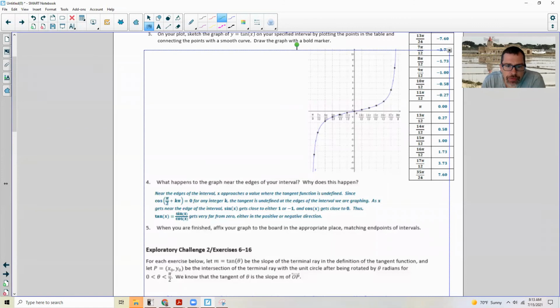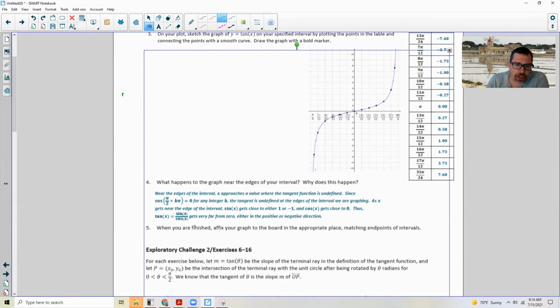Okay, so near the edges of the interval, x approaches a value where the tangent function is undefined. Since cosine of pi over 2 plus some constant times pi equals 0 for any integer k, the tangent is undefined at the edges of the interval we are graphing. As x gets near the edge of the interval, sine of x gets closer to either 1 or -1, and cosine x gets close to 0. Thus, the tangent of x, sine x over cos x, gets very far from 0, either in the positive or negative direction. Very far from 0 would probably be infinity, maybe.